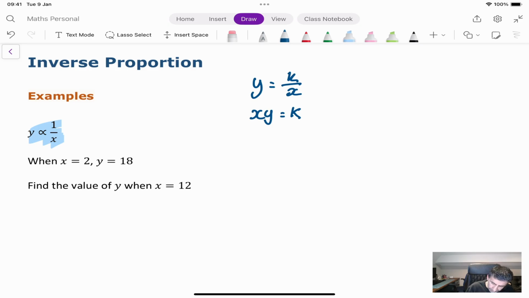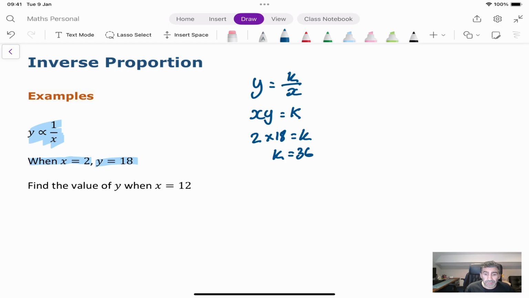Okay, so I've been given some information here that's going to help me work out what that k is, because I know if I multiply these two values together, the x is 2 and the y is 18 together, that's going to tell me what that k value is. So if I substitute this in, x is 2 and y is 18, so I've got 2 times 18, and that's going to tell me what k is. So that tells me that k is 36.